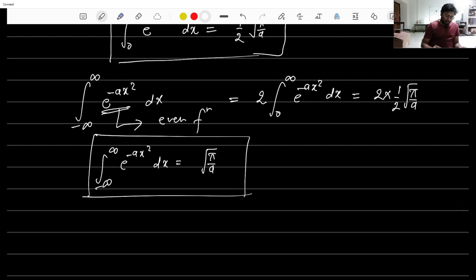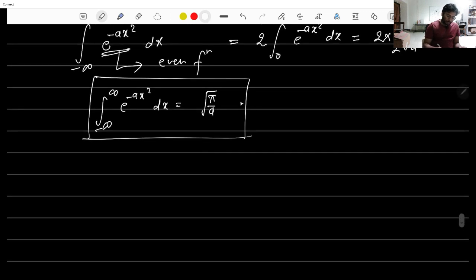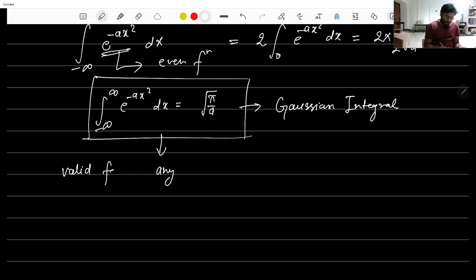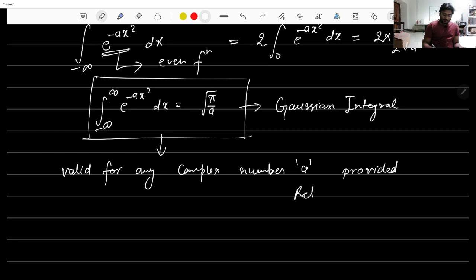This is also a Gaussian integral. Fine. So this integration is also valid for any complex number a. If a is not a real constant but a complex number, then this integration is also valid provided the real part of a is greater than 0.